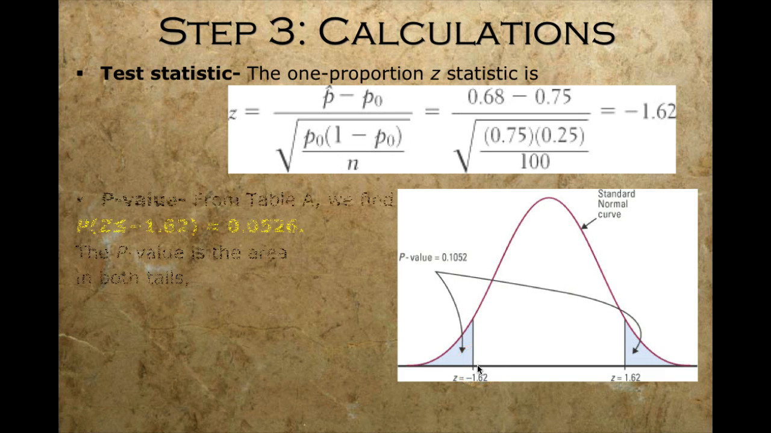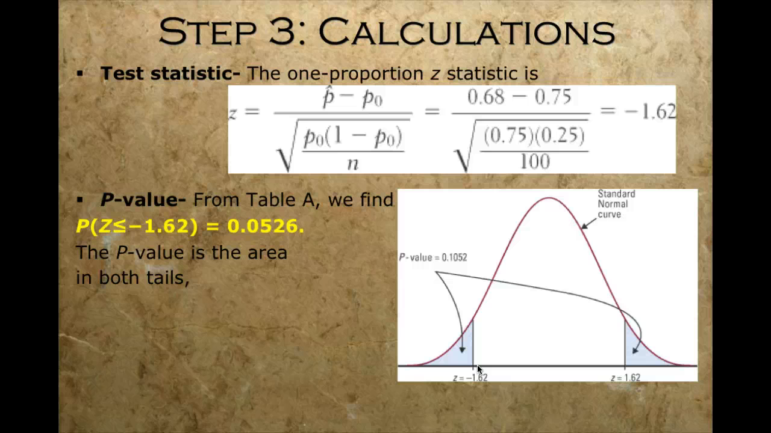distribution. Now, from table A, when I look up that z-score, I get an area to the left of 0.0526. Now, this was a two-sided test, which is why I'm going to double this p-value. So I end up with a final p-value of 10.52%.